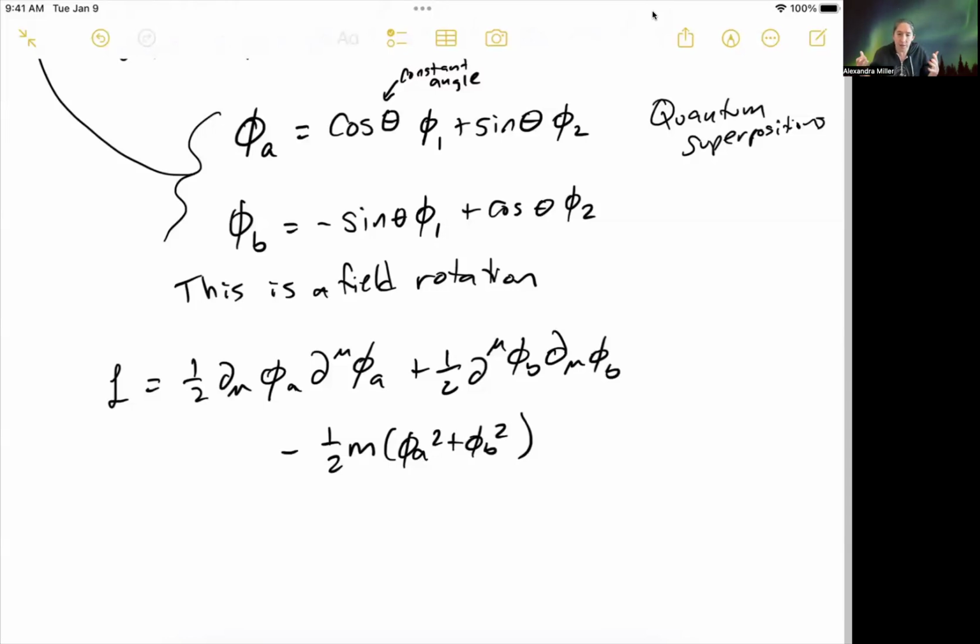The particle associated with phi A is like some quantum superposition of particles phi 1 and phi 2, which is a weird thing to think about, because don't we in the standard model just have some list of particles? We've seen that we have electrons and positrons and neutrinos, and there's this specific list. But now I'm telling you that there's not just that one list.